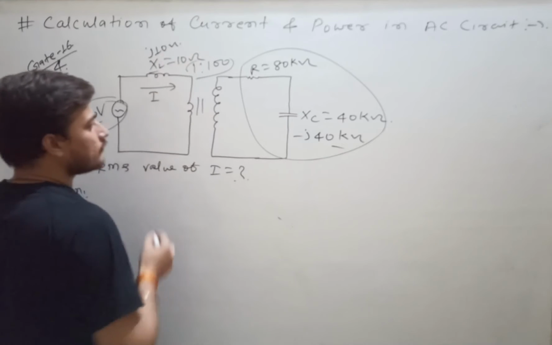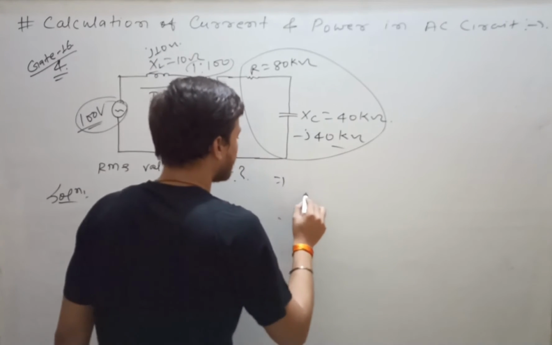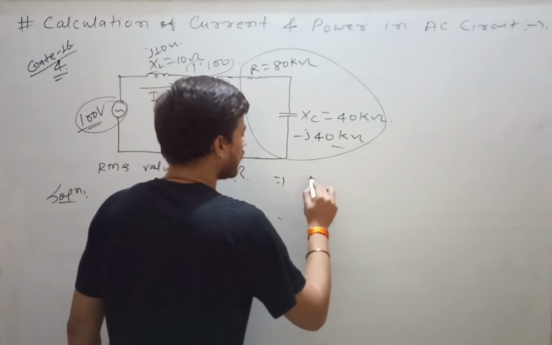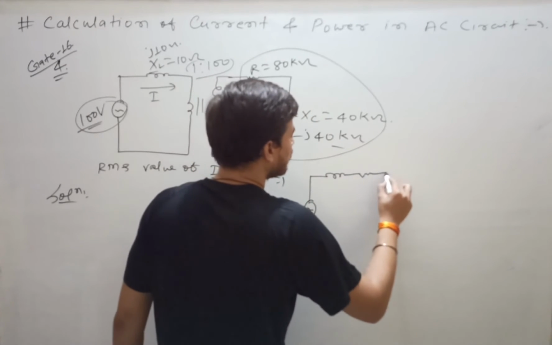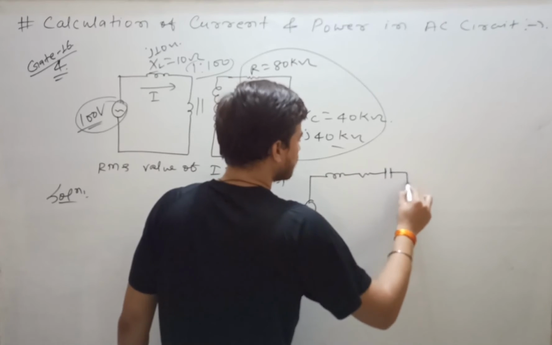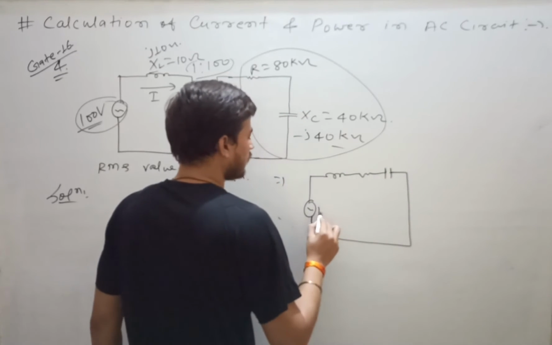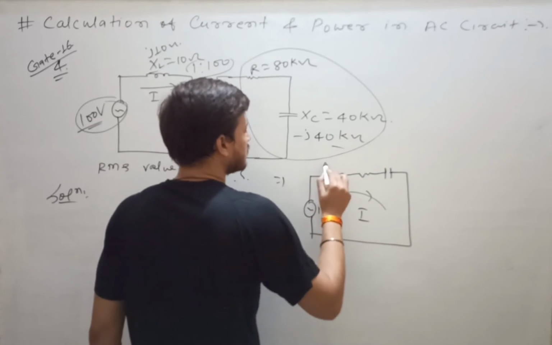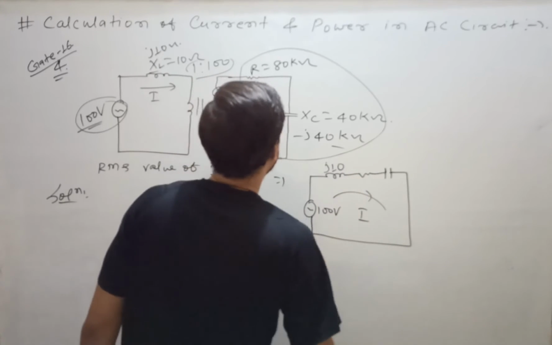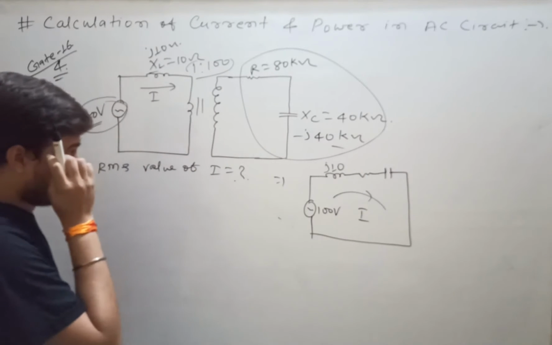So if you refer to primary and draw the circuit again, your circuit will be: this resistance will be referred to primary, this capacitance will also be referred to primary. It is 100 volt. Here it will be current I. Here it is J10. Now what about the resistance and reactance value here?